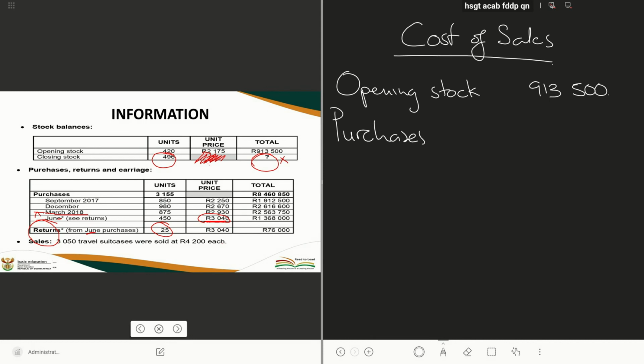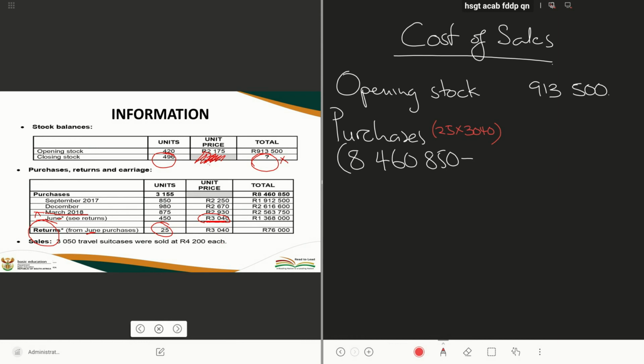And remember on the purchases, we did return some goods. So your total purchases are 8,460,850. But we returned some units, okay? Which units did we return? If you remember correctly, we did return some units from the month of June. How many units were they? They were 25 units from June. And in June, how much were they going for? 3,040.